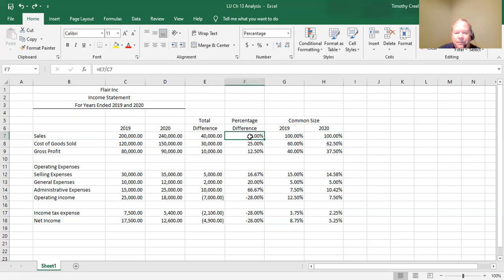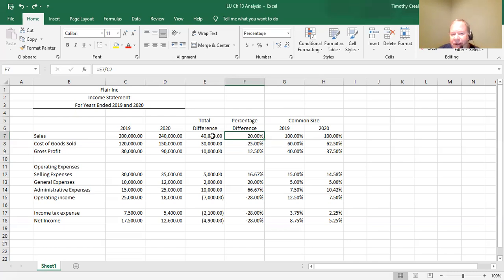But notice that you've got some expenses increasing greater than sales. If a cost is rising equal to sales, then you can understand it. But if a cost is rising greater than sales, that would be something that automatically you should look at. So in this case, cost of goods sold went up 25%, sales only went up 20.